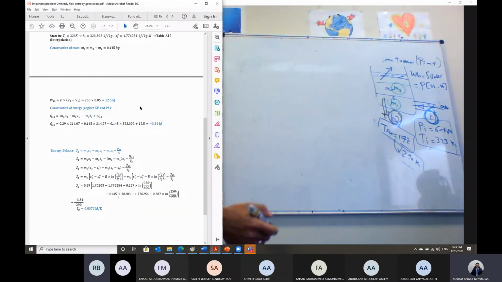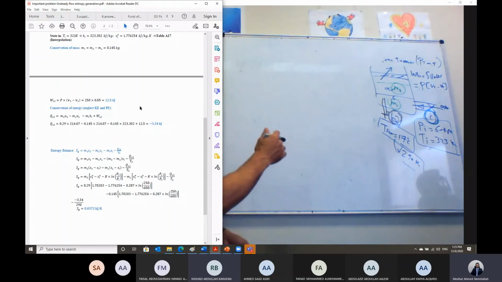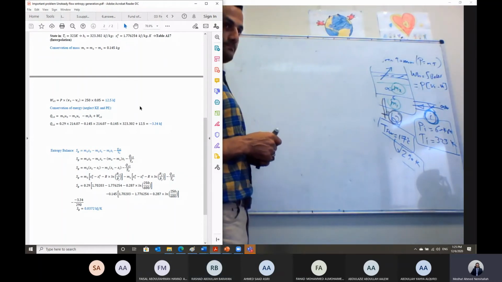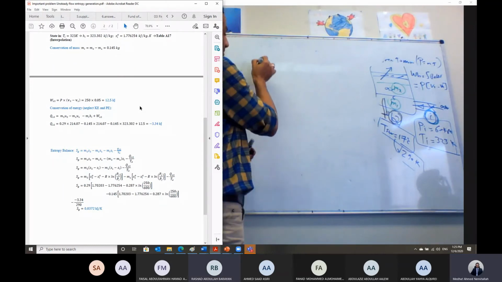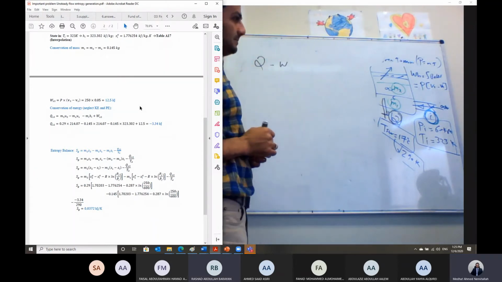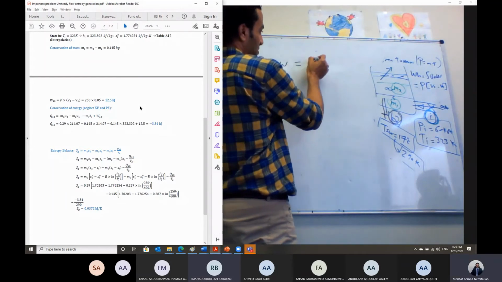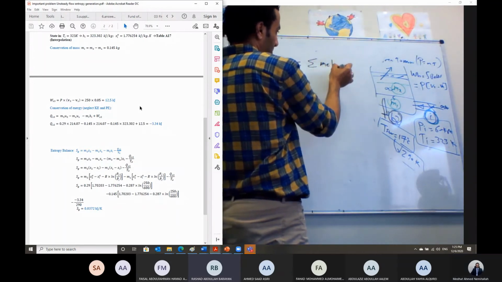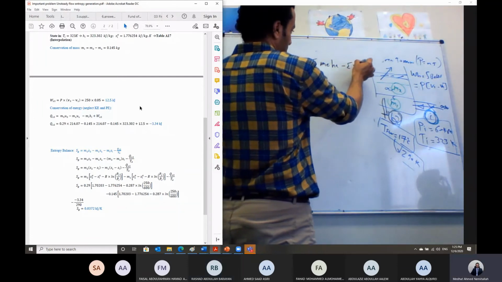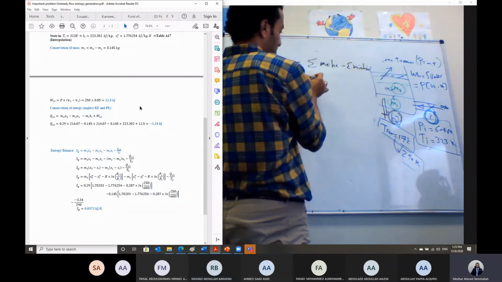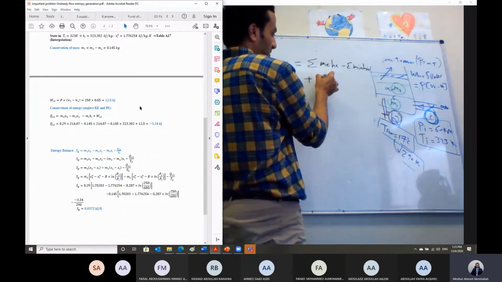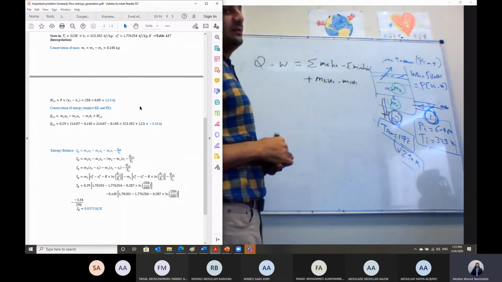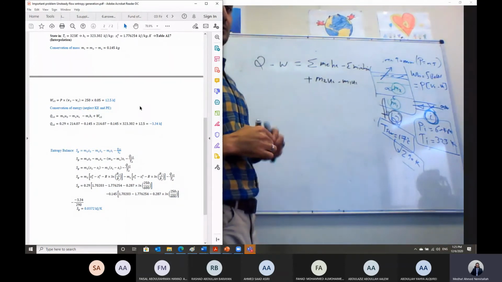Yes, doctor. So can you just tell me about the equation, the first law equation for unsteady flow open system? Q minus W equals summation of m h exit minus summation of mass inlet multiplied by h inlet plus m2 u2 minus m1 u1. Okay, so this is the first law equation.